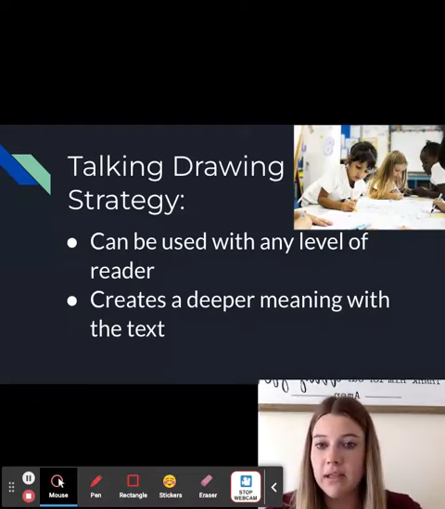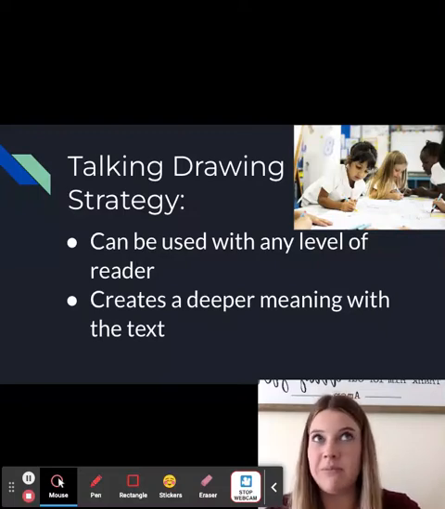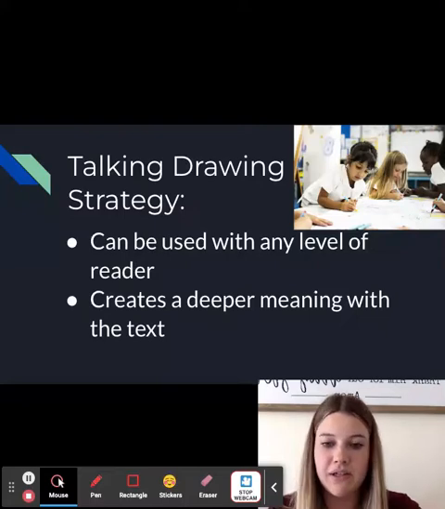And like I said, I really like this one because you can use it with any level of reader. And I know even like my 10th graders, when I do it with them, they think it's so fun because they don't get to draw that often in their classes. And so they really enjoy doing this one.